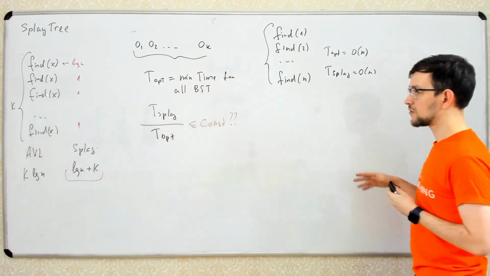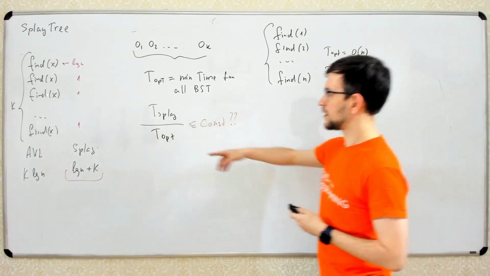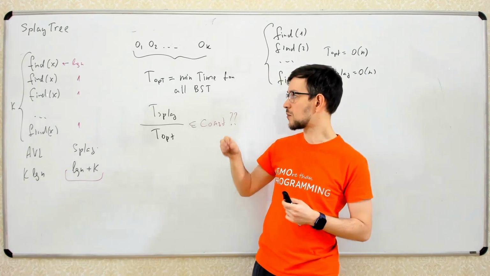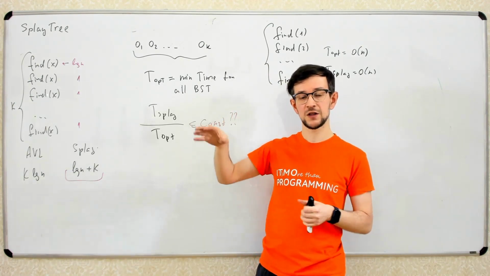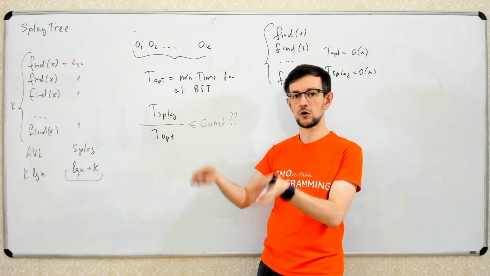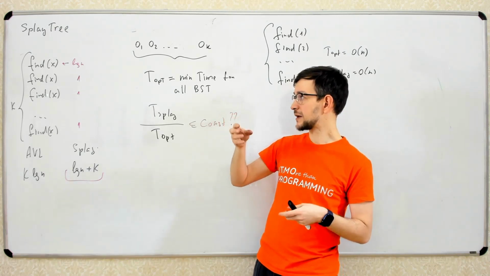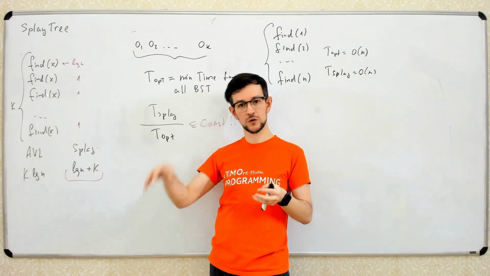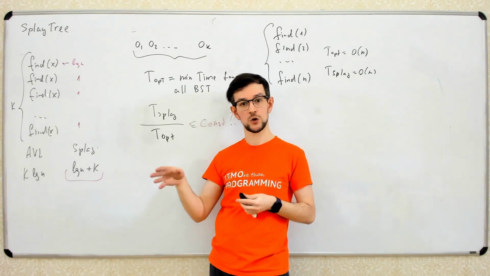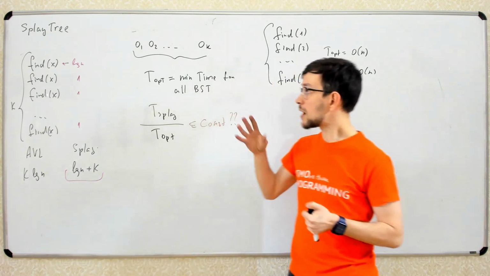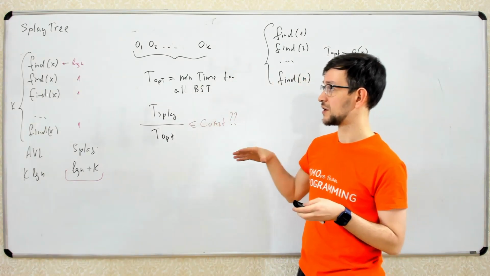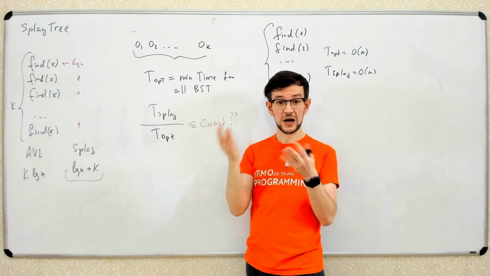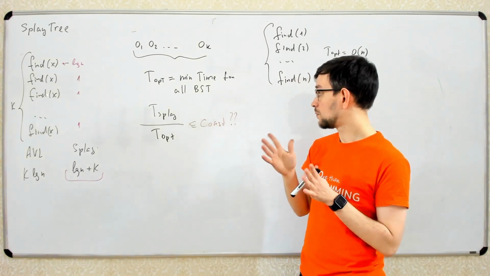And there are other special cases. For example, if you access some elements more frequently than some other set of elements, these frequently accessed elements will be closer to the root. So the time complexity to access this small set of elements will be smaller than the time complexity of accessing all elements which are not so frequently accessed. So somehow this splay tree maintains the frequently accessed elements closer to the root.